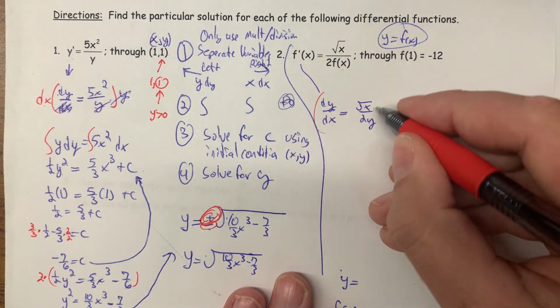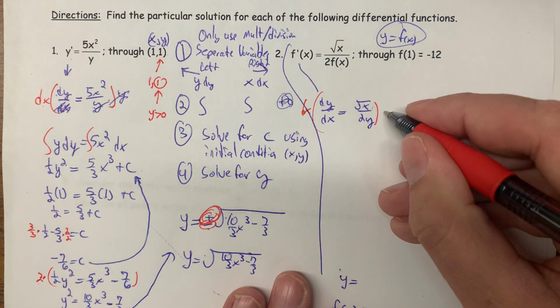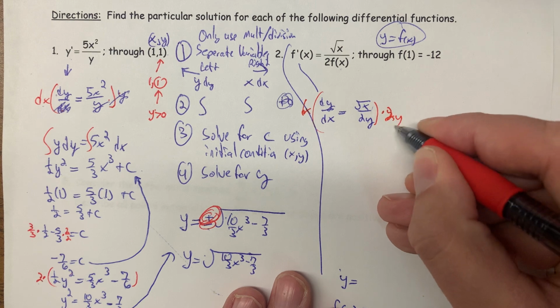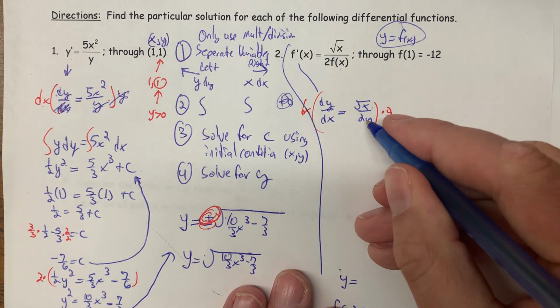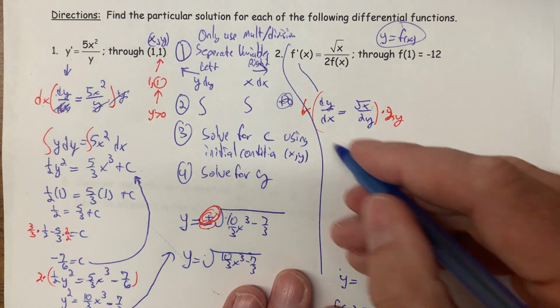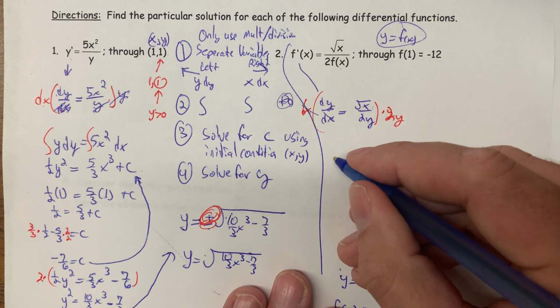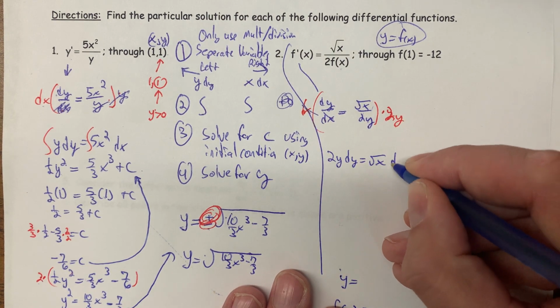So now I need to multiply by dx on both sides to cancel this out. And I needed the y on the right side, so I'm also going to multiply by y. I could multiply by 2y if I want. In fact, sure, I'll multiply by 2y to not have a denominator, but I didn't have to. I could have left it like 1/2 square root of x. So when I multiply by this on both sides, the dx's will cancel, the 2y's will cancel, and we'll get 2y dy equals square root of x dx.